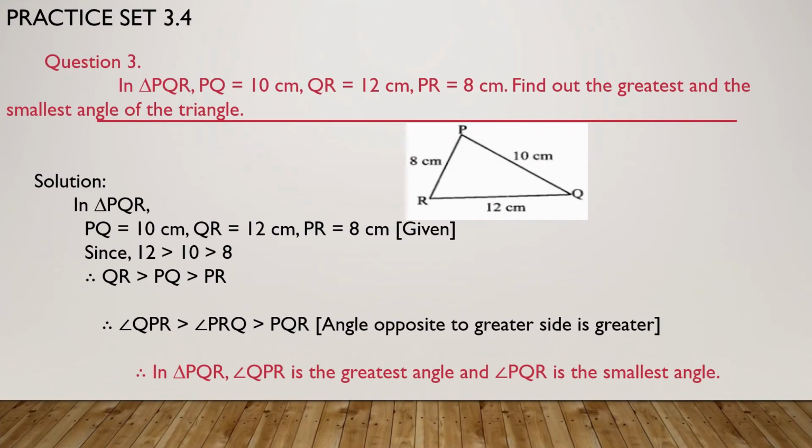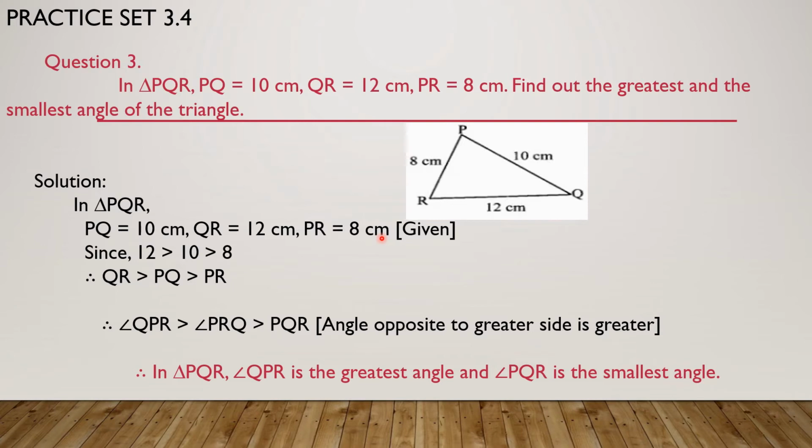Question number 3. In triangle PQR, PQ is equal to 10 centimeters, QR is equal to 12 centimeters and PR is equal to 8 centimeters. Find out the greatest and the smallest angle of the triangle. First you have to draw the figure, triangle PQR, and mark all the measurements in this figure. And solution: in triangle PQR, PQ is equal to 10 centimeters, QR is equal to 12 centimeters and PR is equal to 8 centimeters.